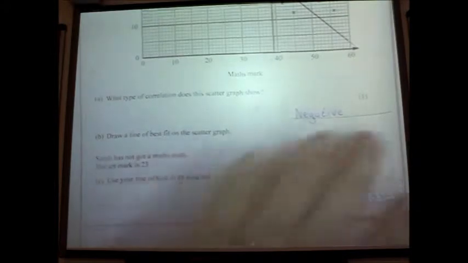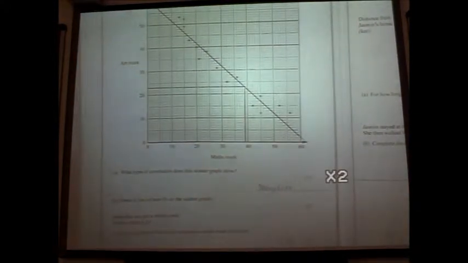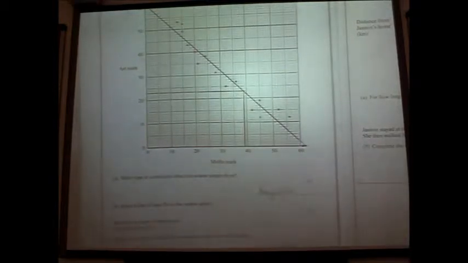Question 3. Here's a scatter graph. This should be easy marks if you see it in the exam. What correlation does it show? It's negative because it's going down. Draw a line of best fit. Well, I've drawn it in there, you can see it.